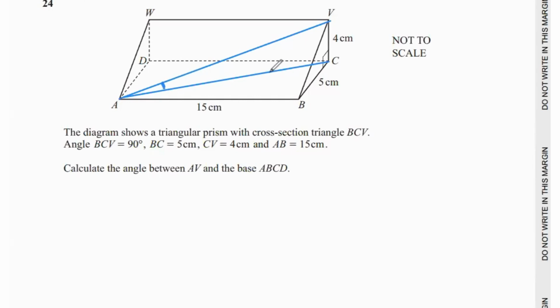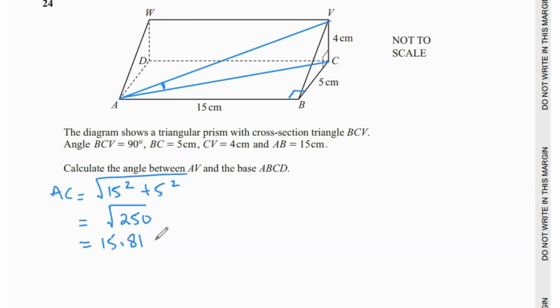To calculate the angle over here, we need AC. And AC can be found using Pythagoras because this is a right angle triangle. So AC is going to be the square root of 15 squared plus 5 squared, which is equal to the square root of 250, and that equals 15.81 centimeters.